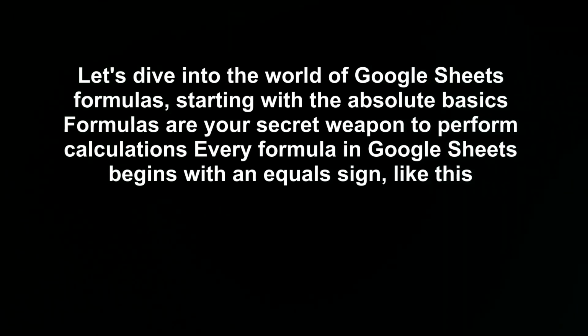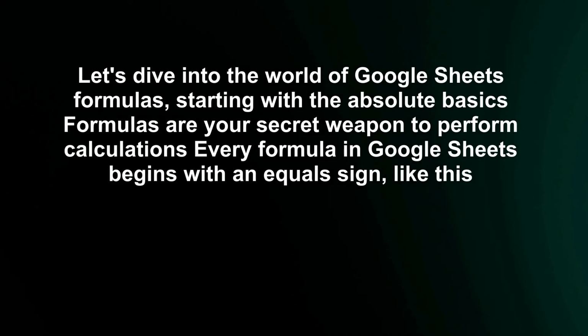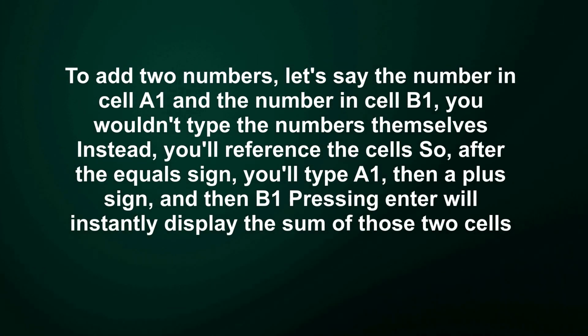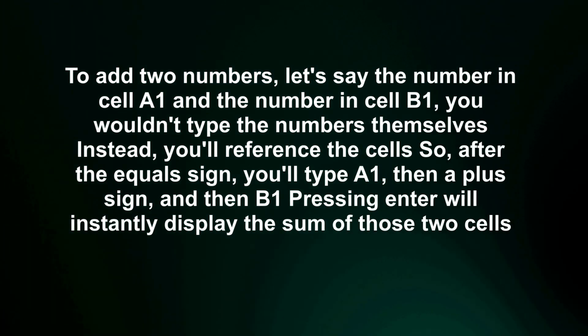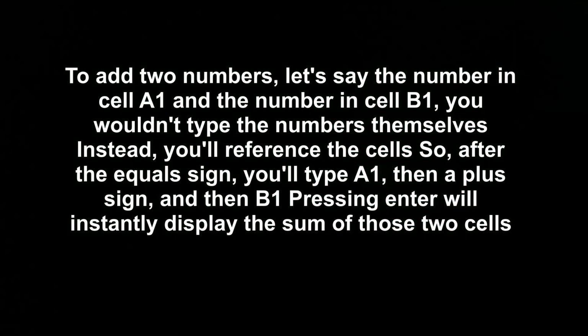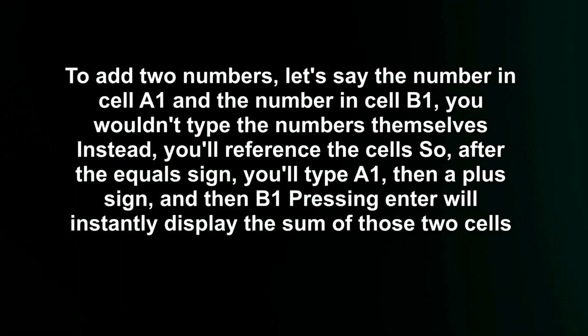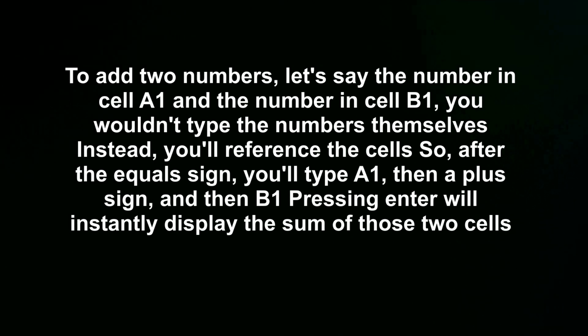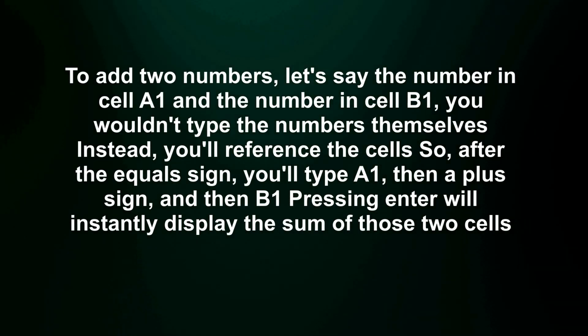Every formula in Google Sheets begins with an equals sign, like this. To add two numbers, let's say the number in cell A1 and the number in cell B1, you wouldn't type the numbers themselves. Instead, you'll reference the cells, so after the equals sign, you'll type A1, then a plus sign, and then B1. Pressing enter will instantly display the sum of those two cells.